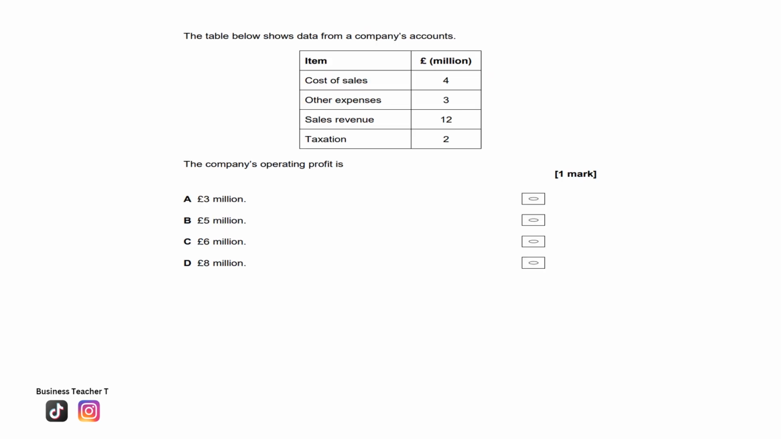The table below shows data from a company's accounts, so do read that data. The company's operating profit is A. £3 million, B. £5 million, C. £6 million, or D. £8 million. And the answer is B. £5 million.